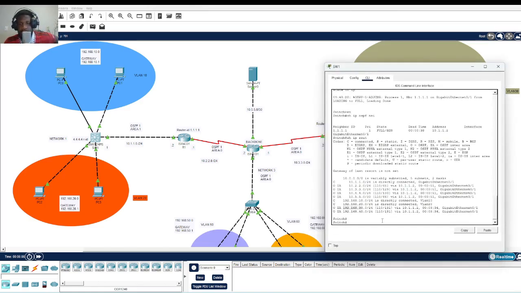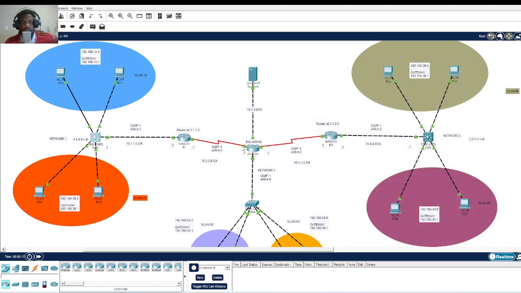So very important concept there. When you're looking in the routing table and you see this, you already know it's an OSPF network that's been learned from a different area. Okay. All right, now let's go.